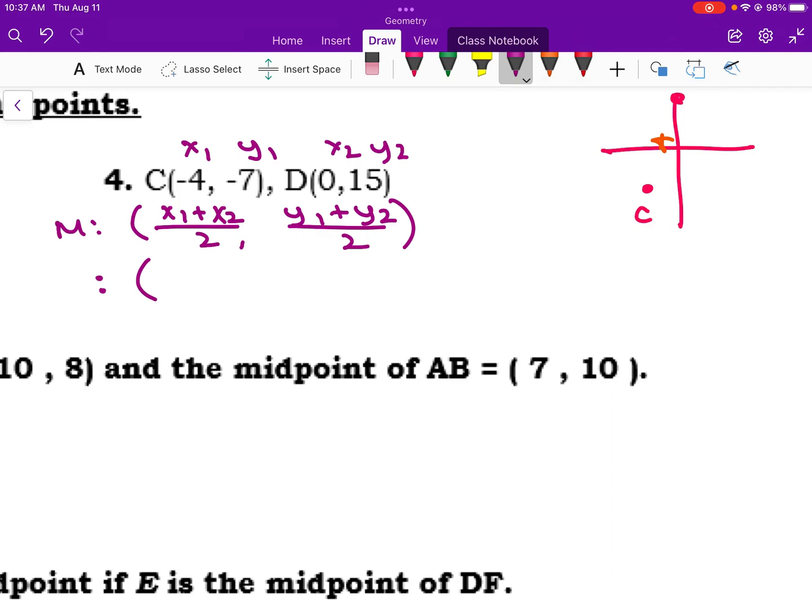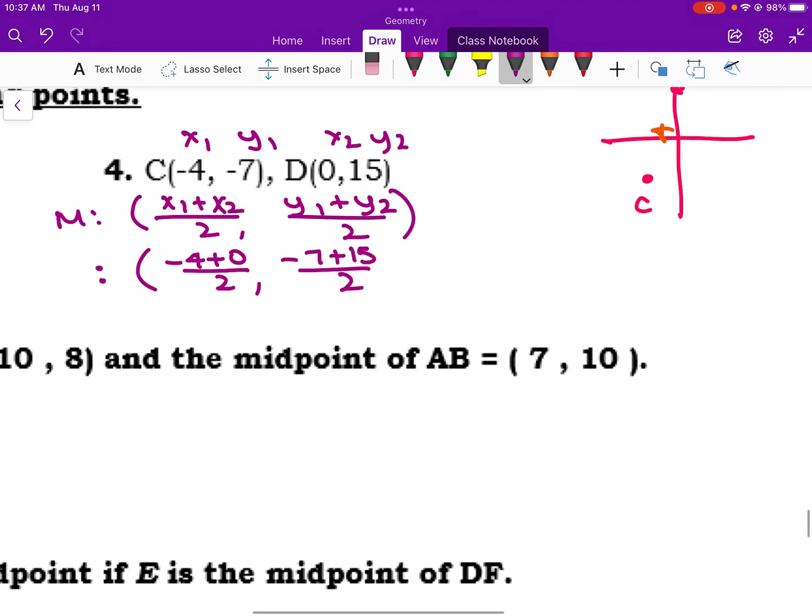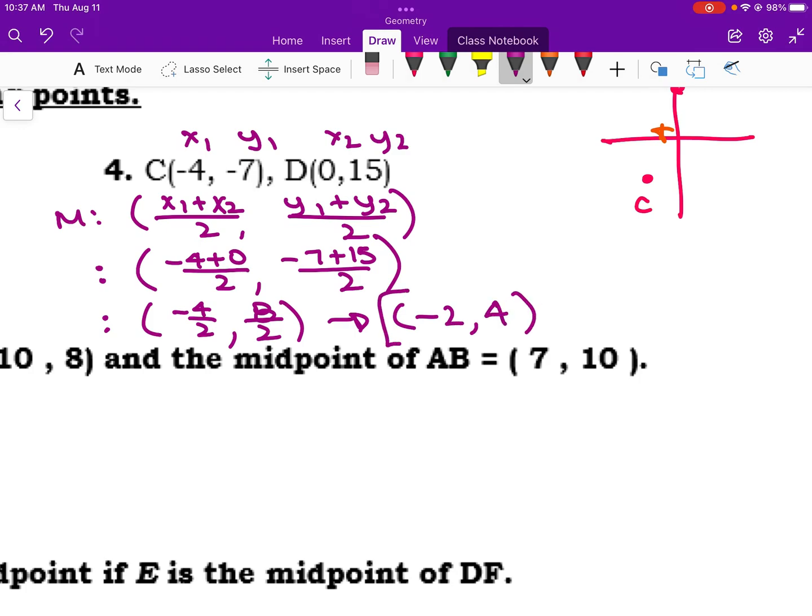And then plugging our numbers in, we have -4 plus 0 divided by 2, along with -7 plus 15 divided by 2. So really what we're looking at is -4 divided by 2, along with 8 divided by 2. And so that simplifies as -2, comma, 4.